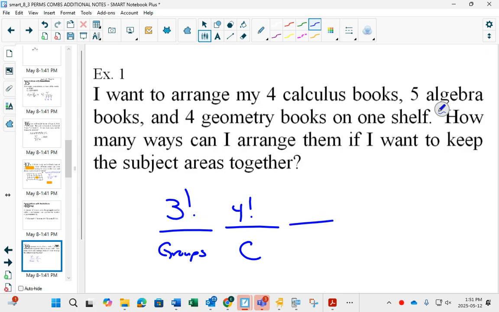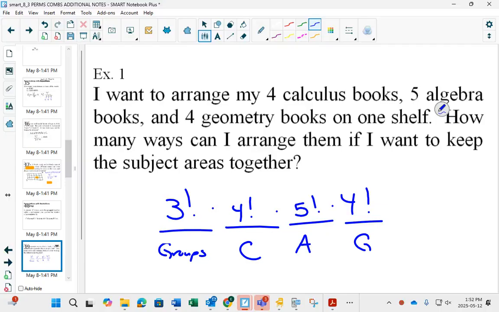Then in the algebra group, there was 5 books. And finally, in the geometry group, there was 4 books again. And since each of those are decisions, we would multiply that all together. 3 factorial times 4 factorial times 5 factorial times 4 factorial.